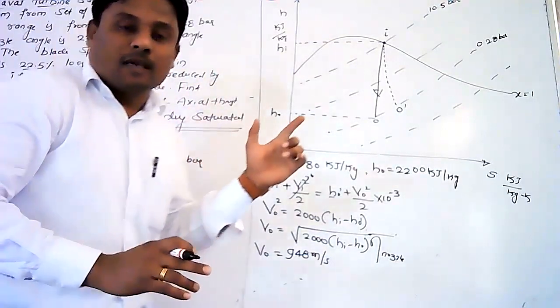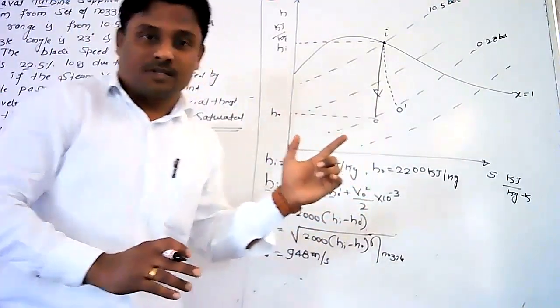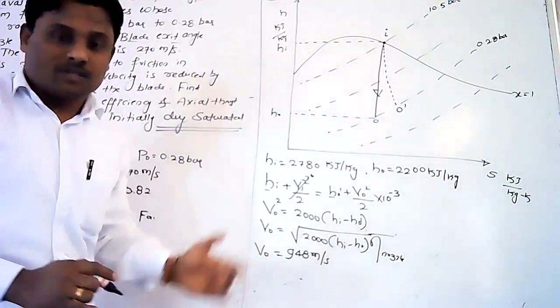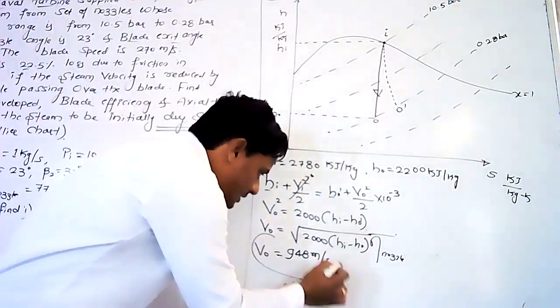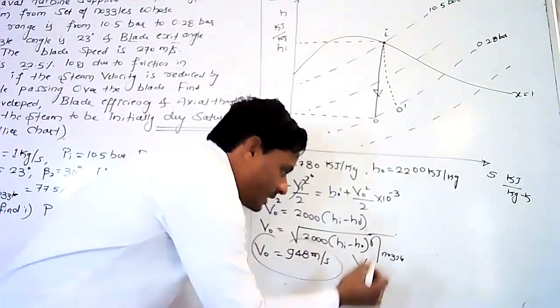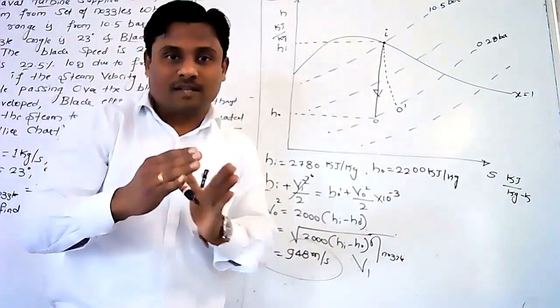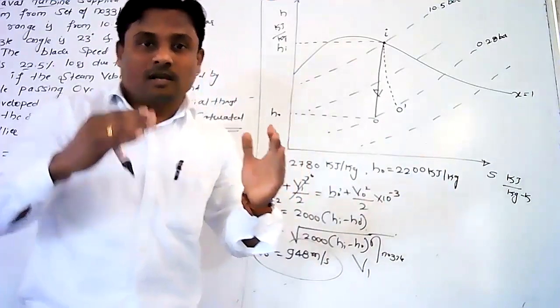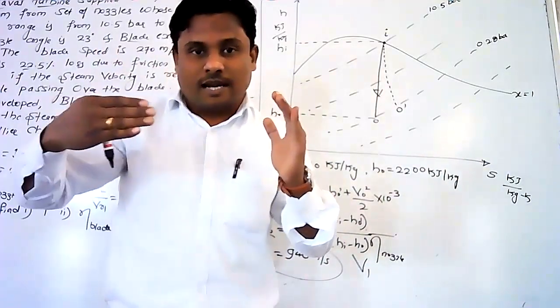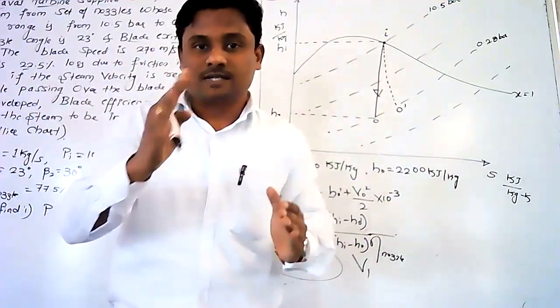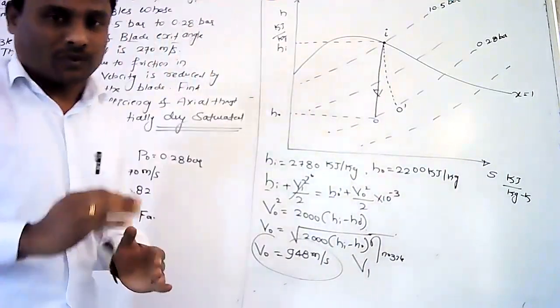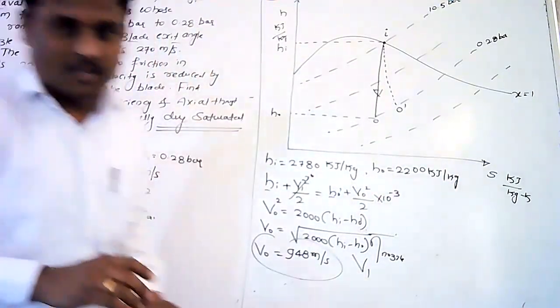So while drawing the velocity triangles or solving the numericals, we have to consider it as the absolute velocity of steam, that is V1. That is V1, the absolute velocity of steam at the exit of the nozzle, or the velocity of steam at which it hits the moving blades. Okay, now hope this is clear.